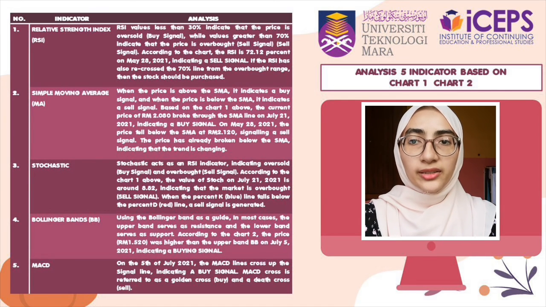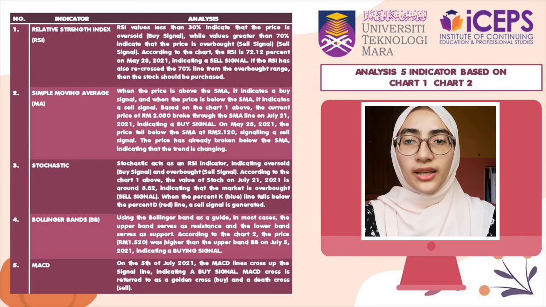In Bollinger Band, the upper band acts as resistance and the lower band acts as support. Based on chart 2, the price RM1.520 was higher than the upper Bollinger Band on July 5, 2021, indicating a buying signal.